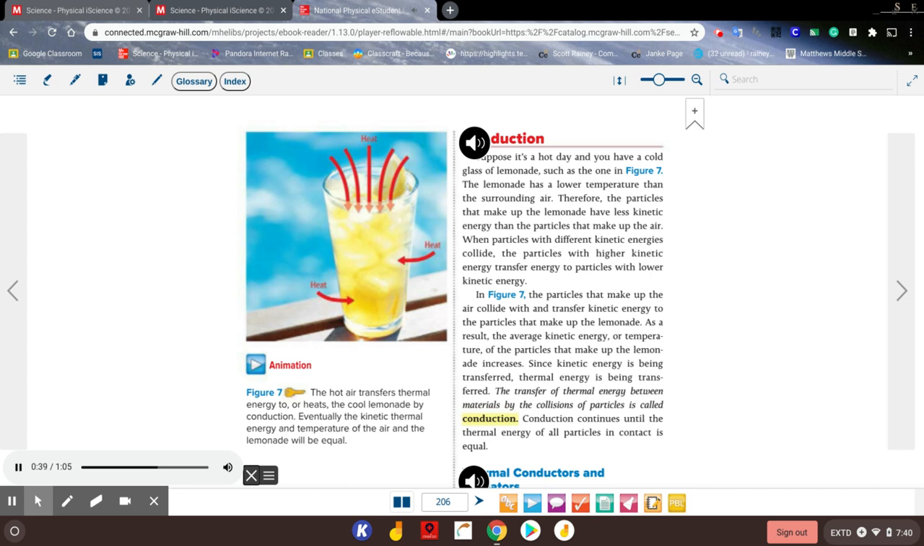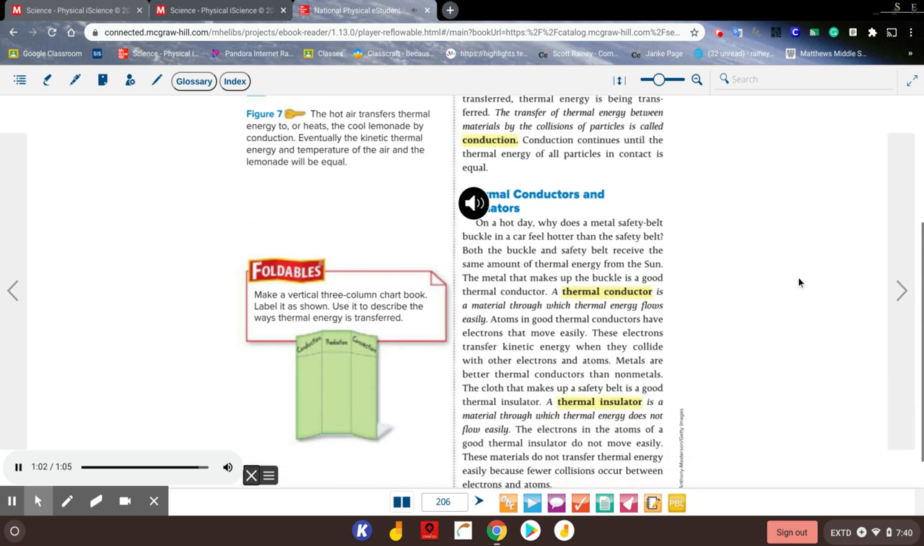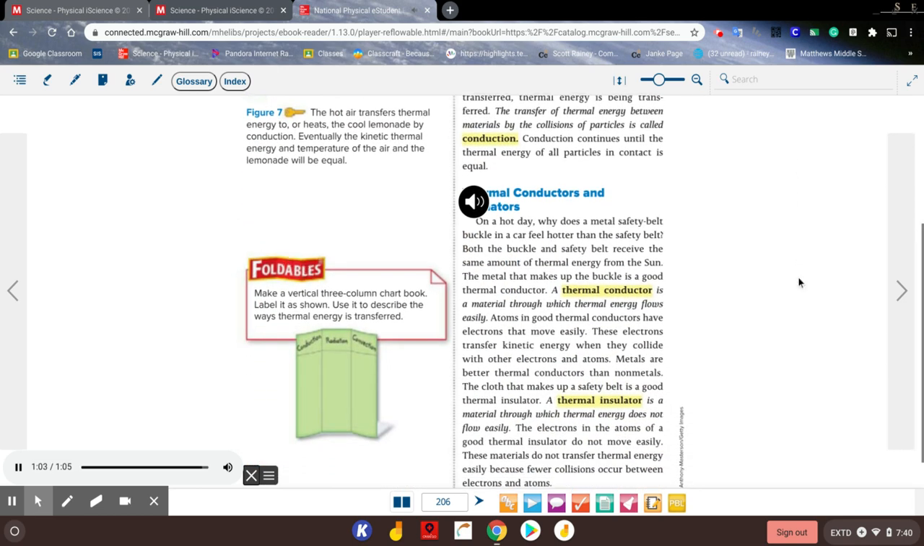As a result, the average kinetic energy or temperature of the particles that make up the lemonade increases. Since kinetic energy is being transferred, thermal energy is being transferred. The transfer of thermal energy between materials by the collisions of particles is called conduction. Conduction continues until the thermal energy of all particles in contact is equal.